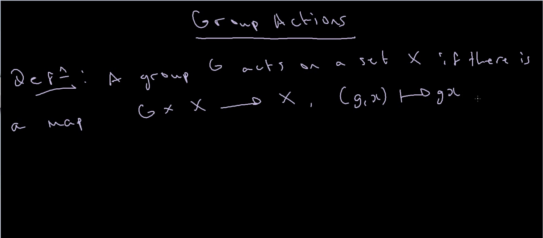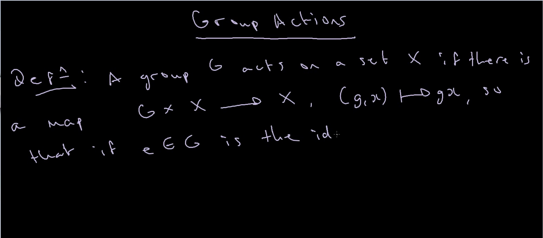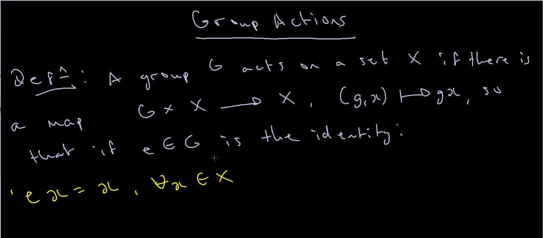If e in G is the identity element, then the following two things hold. What are these two things? The first thing says that if I take my identity element and multiply it by x, then I just get my original element x back. That's true for all x in X. No surprises here. That's typically what the identity element does.